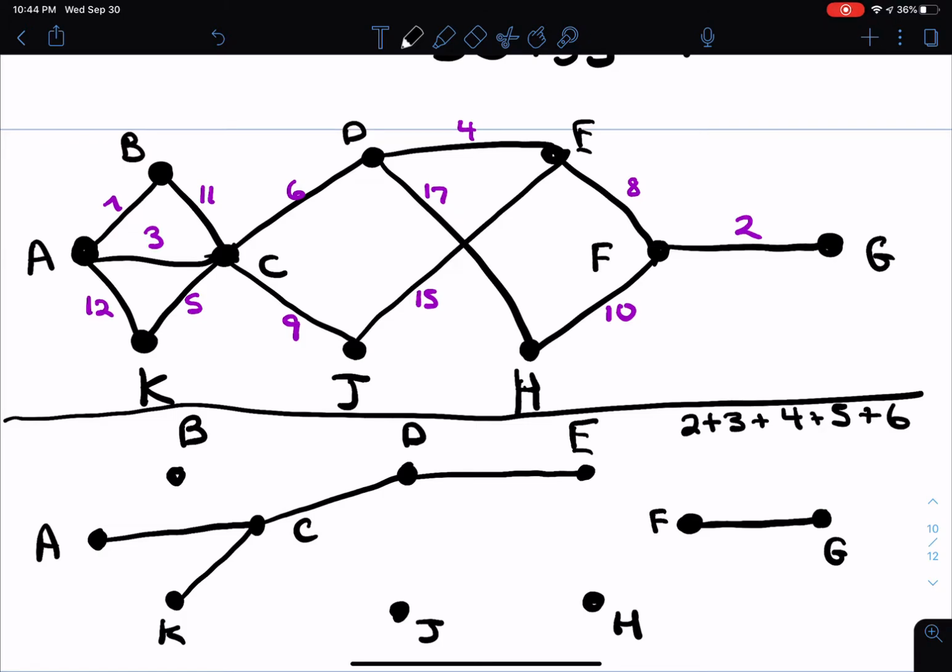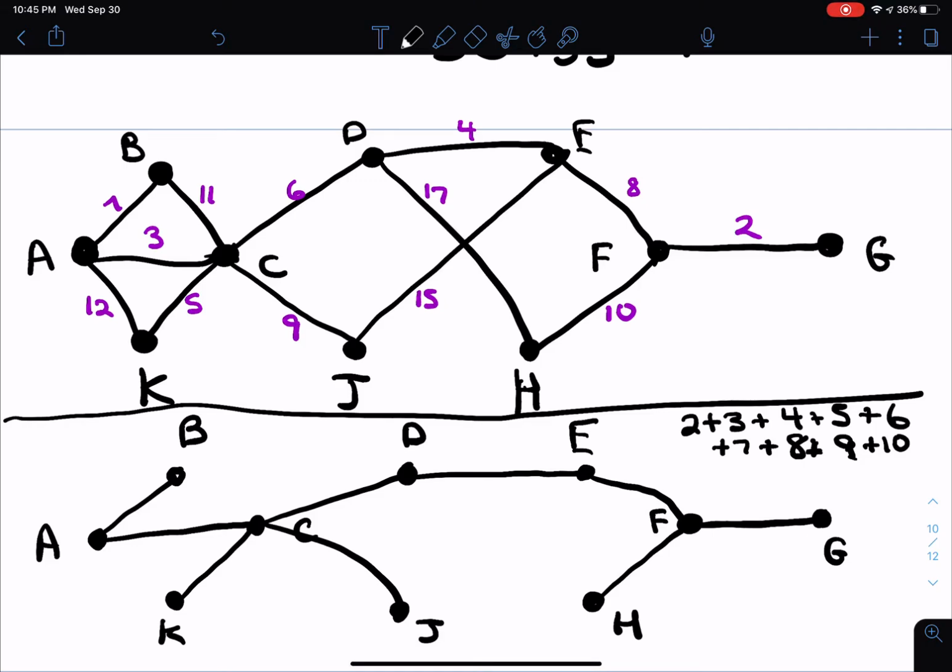7 between A and B. That's fine still. 8 between E and F. Well, that's fine. Let's see. I have a 9 between C and J. That's fine too. So you notice that C now has a degree of 4. That's fine. Unlike the Hamilton circuit, with trees you can have a degree of 3 or 4. That was 9. 10 is over here. Oh, that one's good. And now I have a fully connected graph.